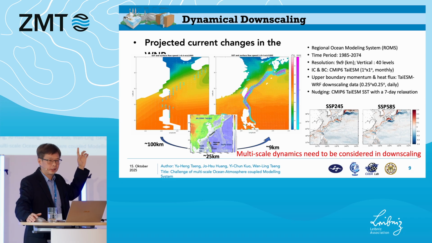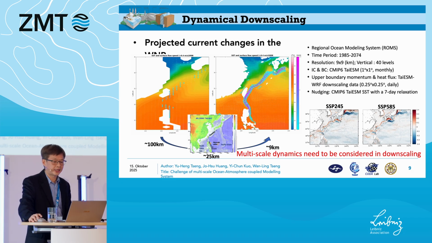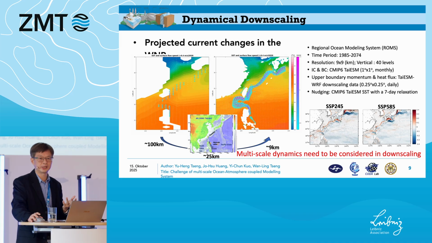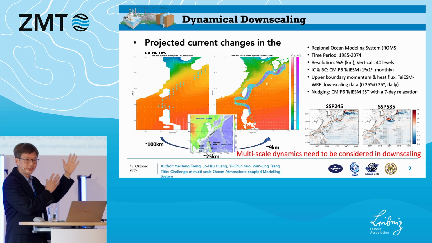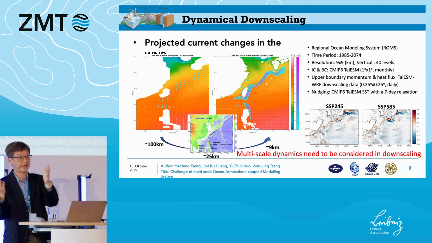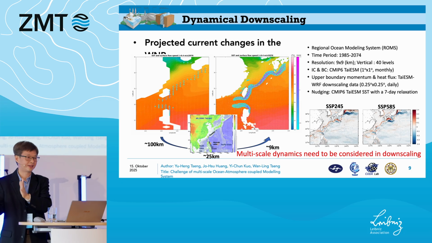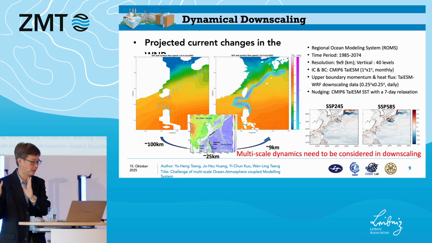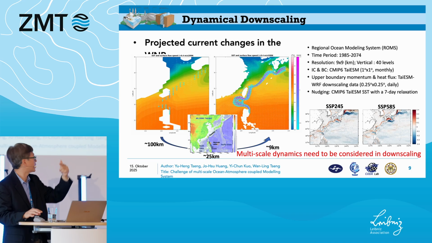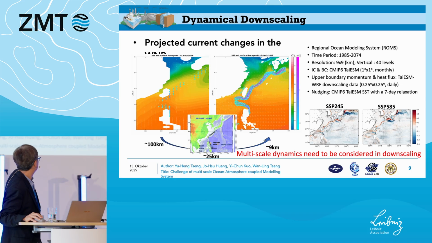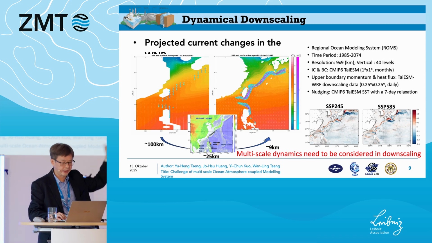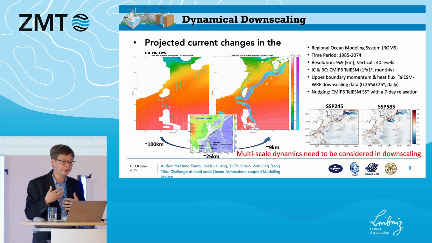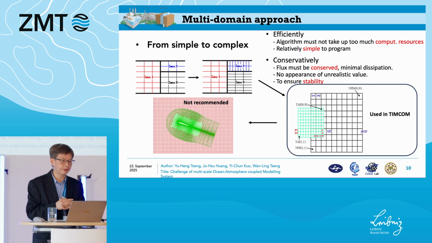So the very important key is that multi-scale dynamics need to be considered in downscaling. It is very difficult to jump directly from a 1 degree resolution climate model to 10 kilometers or even 1 kilometer. We have to go through maybe 25 kilometers first and then to 10 kilometers. Here I am going to talk briefly about the multi-scale dynamics, how to model it.